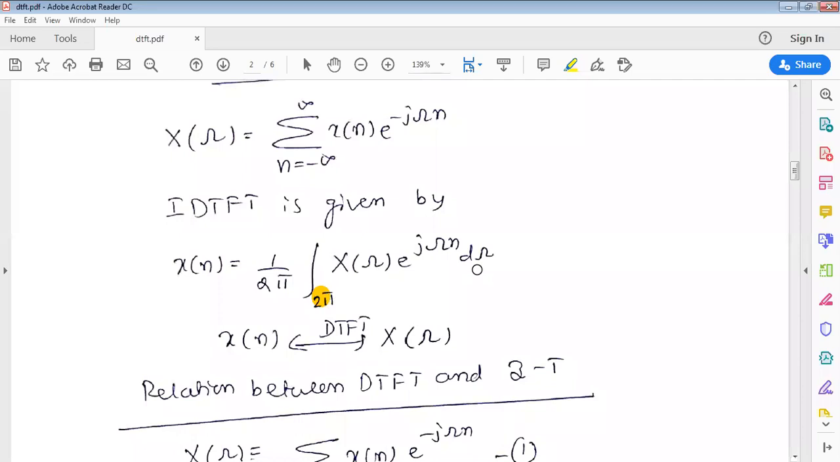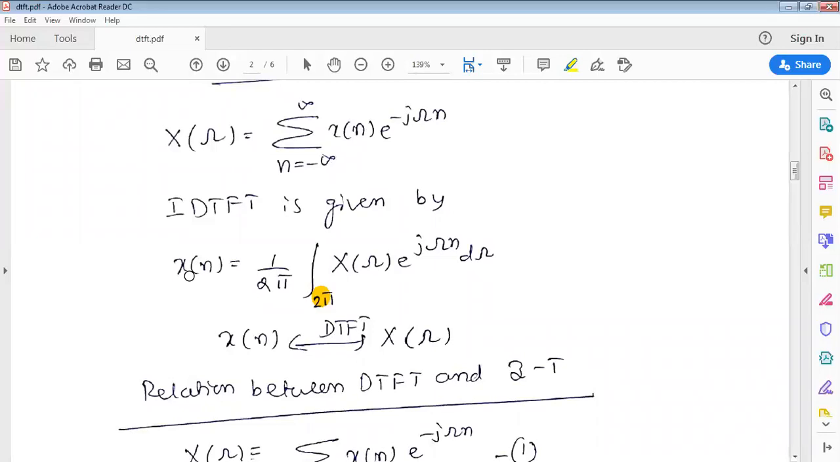See here, the Fourier transform of a discrete time aperiodic signal is a continuous time periodic signal. It's a very important property of the Fourier transform. You have to remember it very carefully. I'll repeat once again. The Fourier transform of a discrete time aperiodic signal is a continuous time periodic signal. A discrete time aperiodic signal translates to a continuous time periodic signal. It's a very important property of the Fourier transform, especially the discrete time Fourier transform.